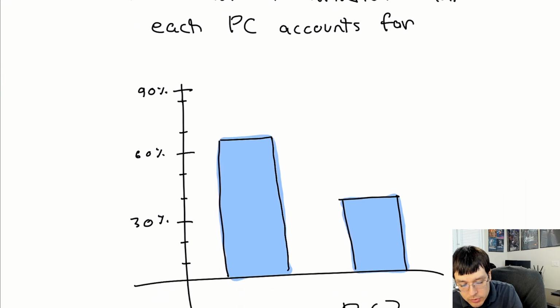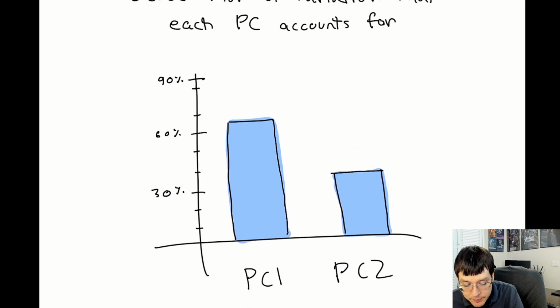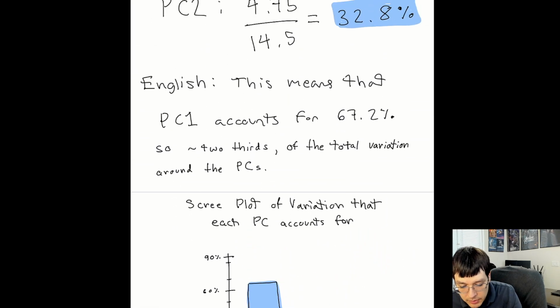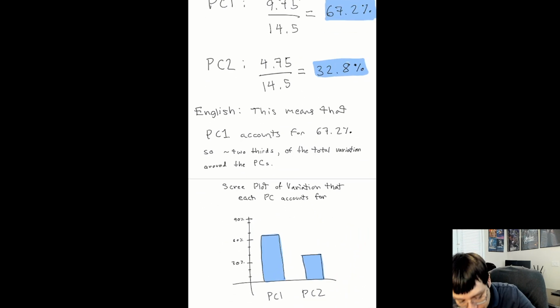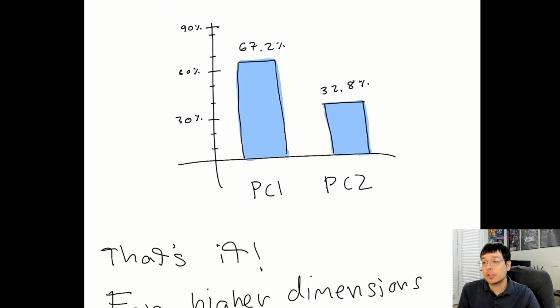So this is what's known as a scree plot. It's just going to show us the amount of variation for each of them. I didn't put the percentages here, but I can go ahead and do that. So this is 67.2%, and this is 32.8%, right? And so this basically tells us how good each principal component is at telling us about the data. And the more of them that we have, the more complete the picture.